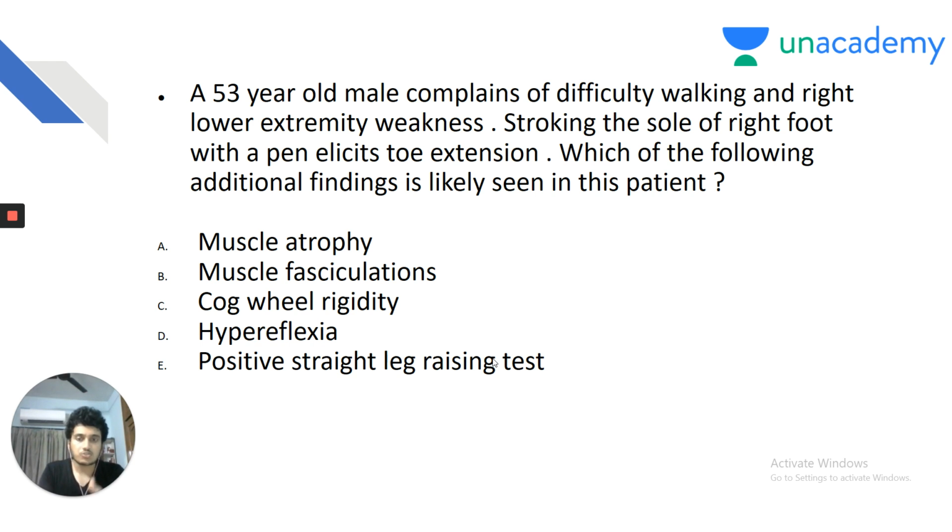So the answer here has to be hyperreflexia, which is a sign of an upper motor neuron type of lesion, and toe extension is a positive Babinski sign, which is also seen in an upper motor neuron type of lesion. So the answer we select here is hyperreflexia.